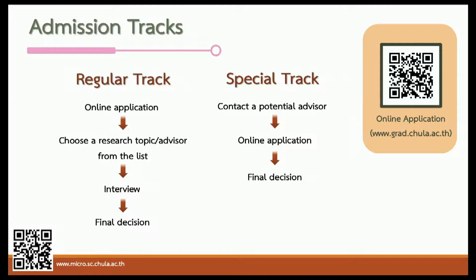But for the regular track, you have to apply online first, and then we will have a list of the research topics and advisors. You choose the research topic from the list, and then you interview with the faculty member whose research you picked.